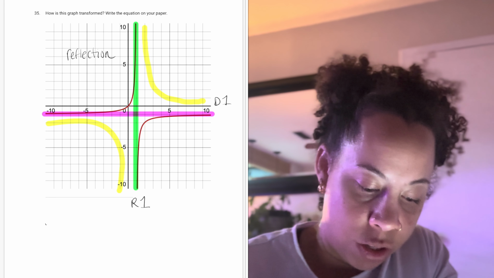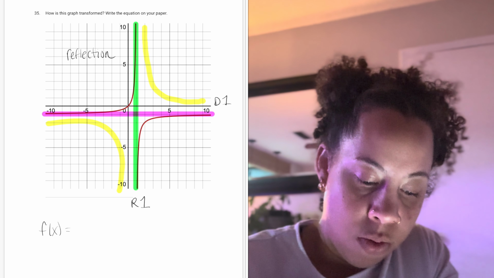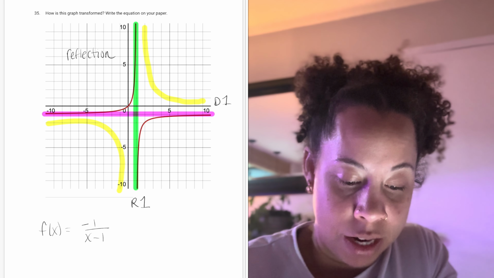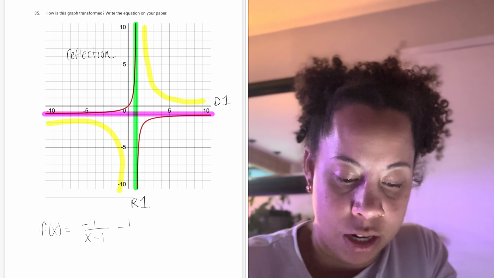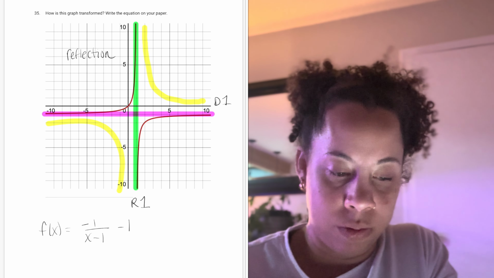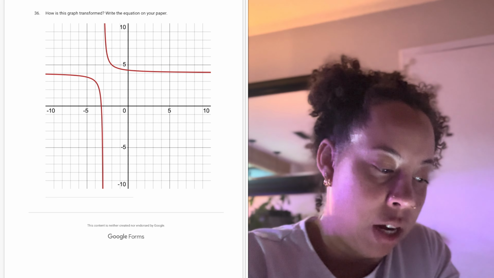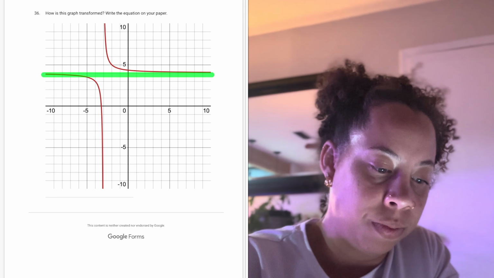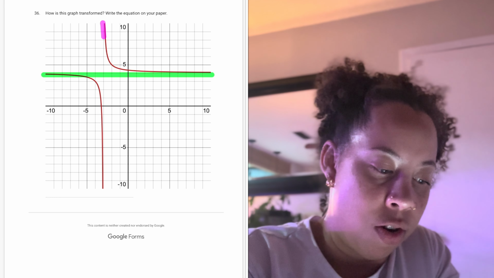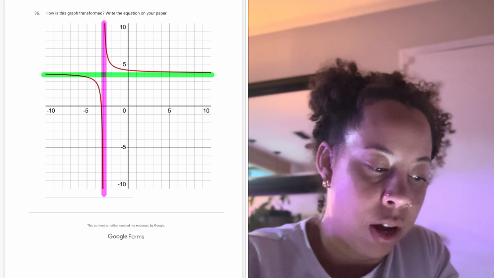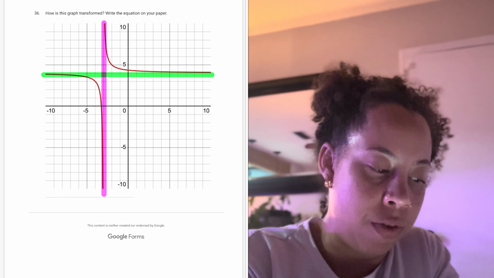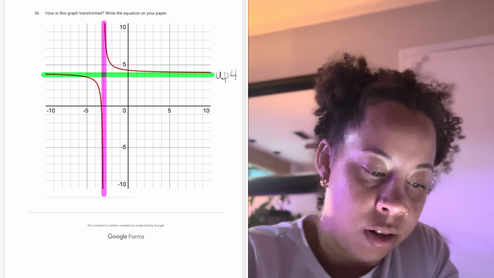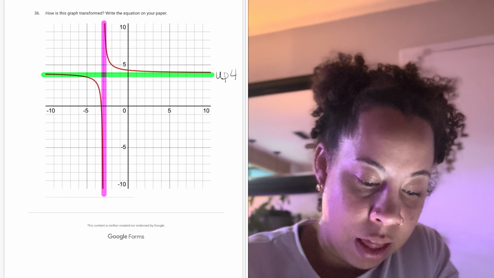Okay, so to write our equation, let's call this one f of x. We want to put a negative out front for our reflection. Since it moved right 1, we're going to do -1. Since it moved down 1, we're going to do -1. Okay, and that's the equation. Now, let's look at another example. We're going to look at our horizontal and our vertical asymptote. Okay, notice it goes in the same direction as our parent function, so we don't have a reflection. But this moved up 4 from 0, 0, and it moved left 3.